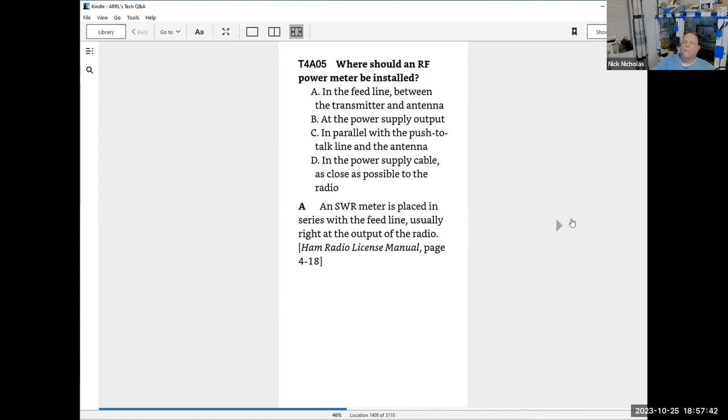Where should an RF power meter be installed? Okay, power meter and SWR meter pretty much go in the same place. They go in the feed line between the transmitter and the antenna. The goal there is to measure what's going out to the antenna, that's the forward power, and to measure what's being reflected back from the antenna, that's the reflected power. The ratio between the two is the standing wave ratio, and that is what an SWR meter indicates. But it is actually a special type of power meter.